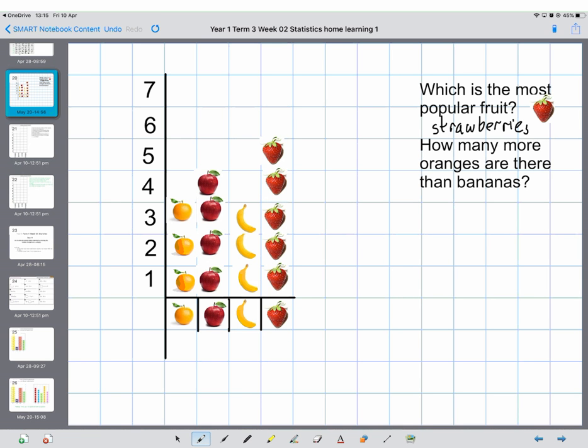Now the second question I've actually made very hard. So I want you to think about what I need to do to make it simpler, because I'm going to change the score of something in just a moment. Because it's saying how many more oranges are there than bananas? Well, at the moment, there's the same number of oranges as bananas. So the answer doesn't really make sense. So what do I need to add one more of? Brilliant, oranges.